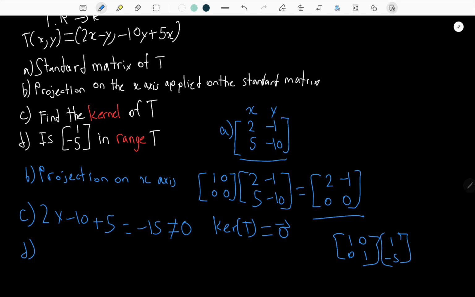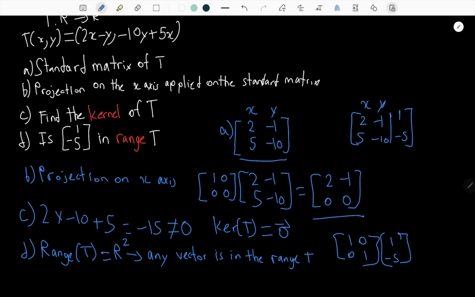So if you find that the kernel is 0, then you can directly say for any range question that the vector is within the range. This is what you have to write, that the range of T is R2, so any vector is in the range. And now the other way, if the determinant is 0, then you have to do the long way, which is this way, and then you find the rref, and you check whether any columns or rows are inconsistent.